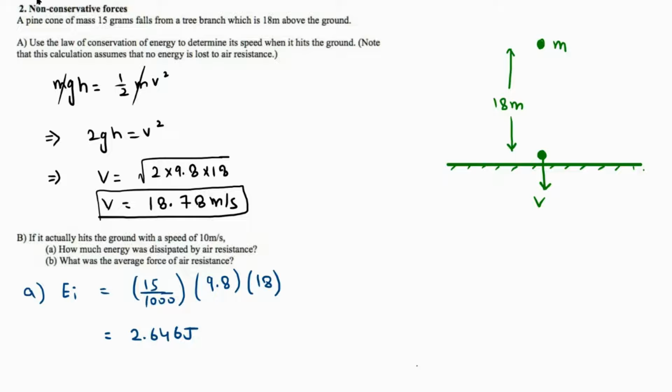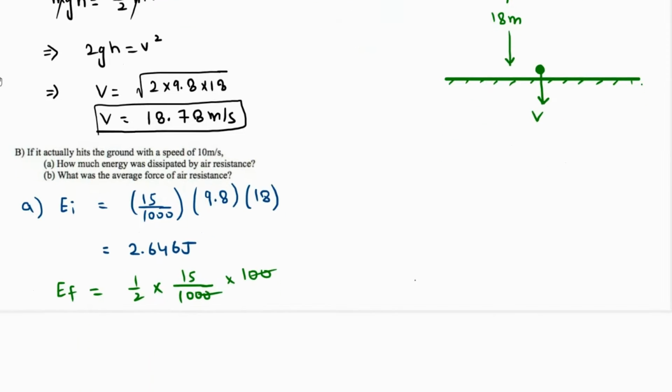And what is the final energy? The final energy is half mv square. So that's half times m, which is 15 over 1000, times v square. v square is 100. So these two cancel, and we are left with 15 over 20, which is 0.75 joules. So where is the remaining energy going?